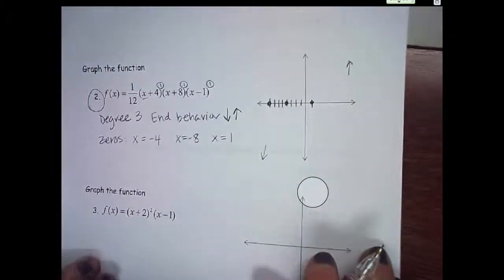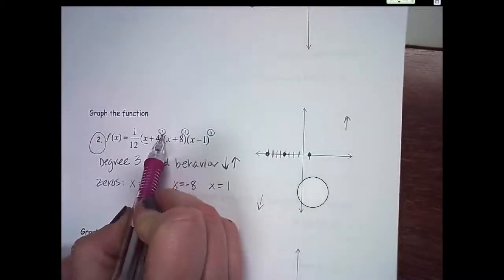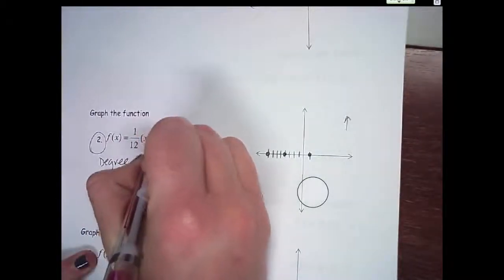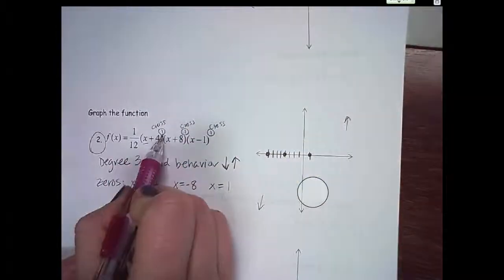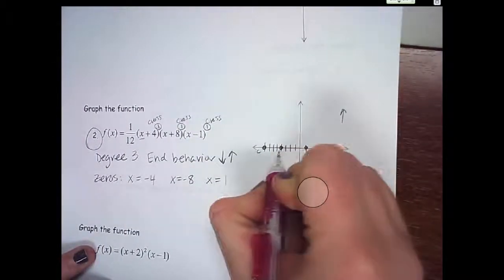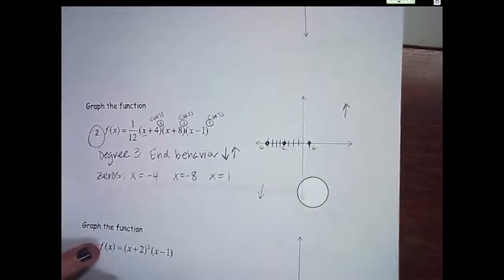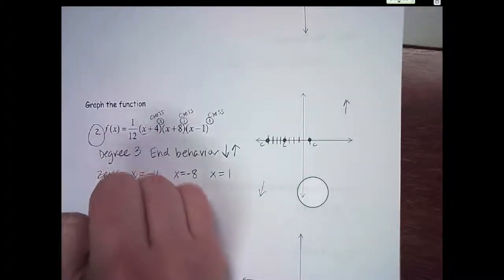Okay, now I have to determine at each of those zeros, does it cross or touch? When it has an odd exponent, that crosses. If it has an even exponent, like a squared, that's when it touches. So I'm just going to put a little c at each of these. And then the last thing we have to do is find the y-intercept.